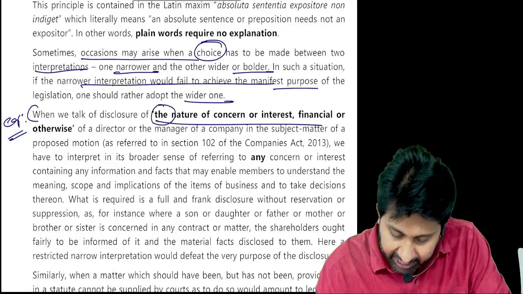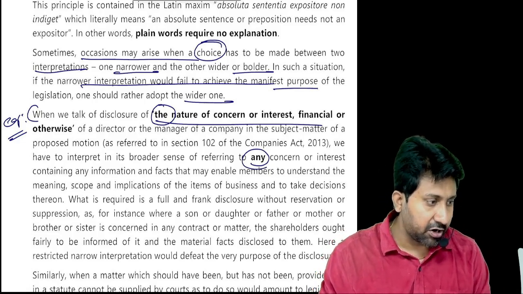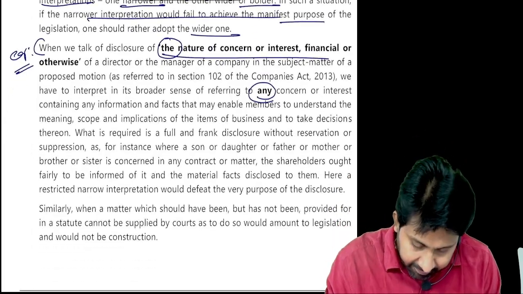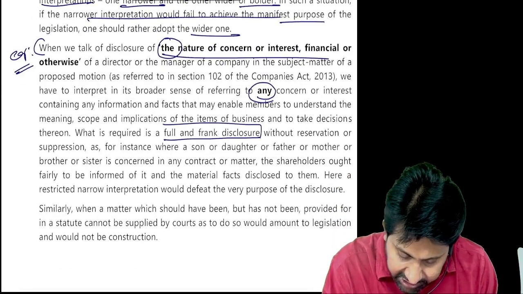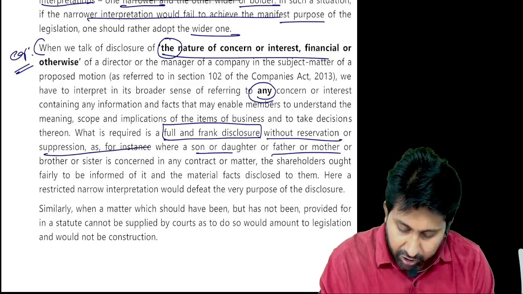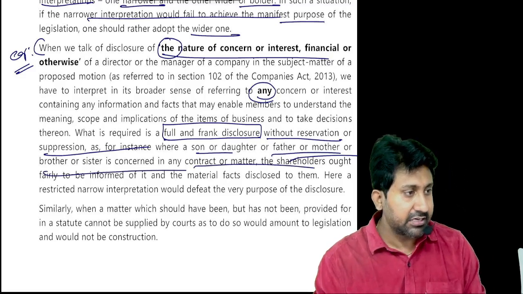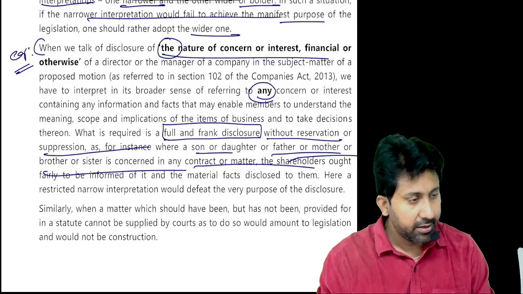That's why, when the law uses the words nature of concern or interest, the nature should be interpreted as any nature. Understood as any nature of concern or interest. That means full and frank disclosure without any suppression of fact, where son, daughter, brother, father, mother or sister is concerned in any matter. That's the meaning of this example. Okay? Write down.